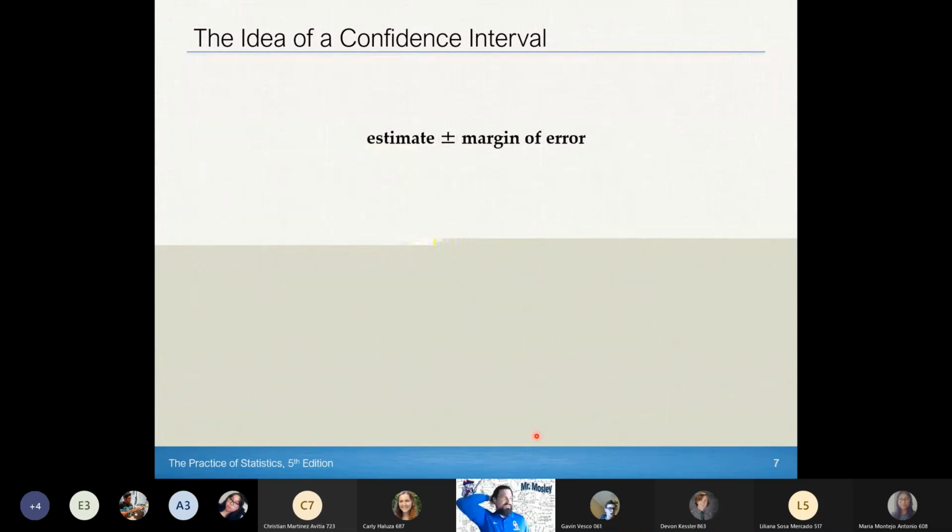So we have our estimate plus or minus the margin of error. In our previous example, the margin of error was the 2 standard deviations to the left and to the right. That gives us our margin of error.